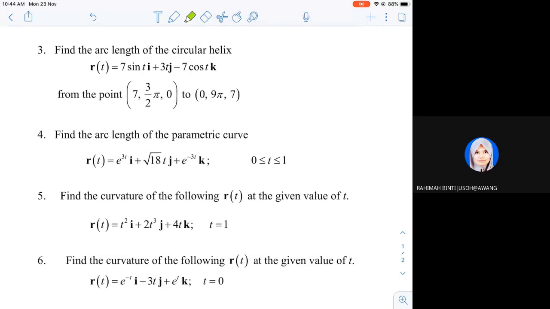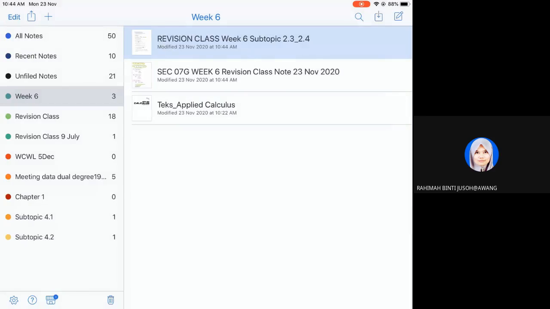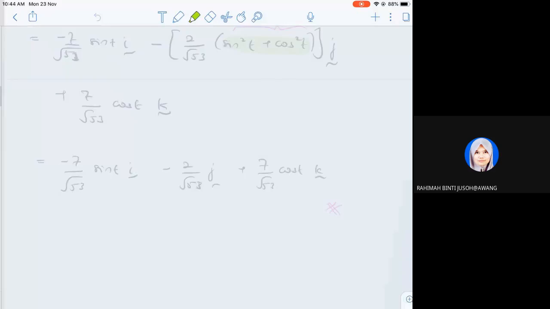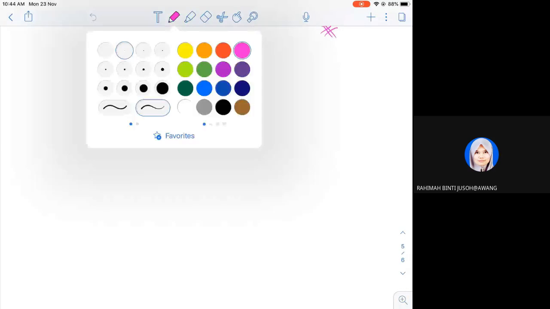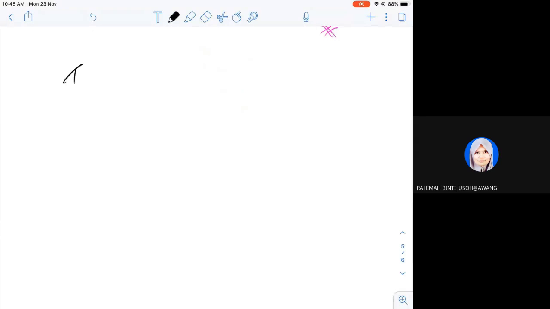Okay, so question number 3. Find the arc length. Question number 3, we have arc length. So the notes here, arc length.